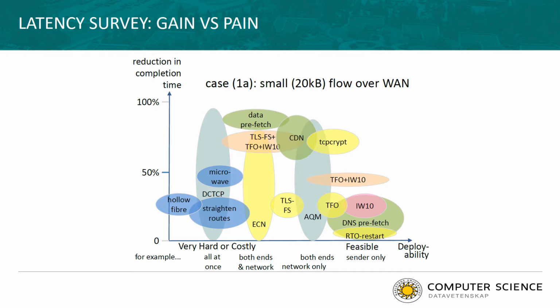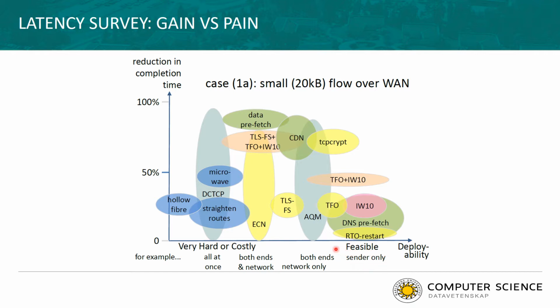And I'm not going through all of this here, but I want to show you a few key points in this evaluation. So what you see on the x-axis is the deployability of the different mechanisms, because some mechanisms are easier to deploy. They may be easier or less costly, and we call these more feasible, whereas other mechanisms are very hard or costly to deploy. So this is a distinction between the mechanisms. So if you have a mechanism that you can deploy, for instance, only at the sender, then that's fairly easily done.